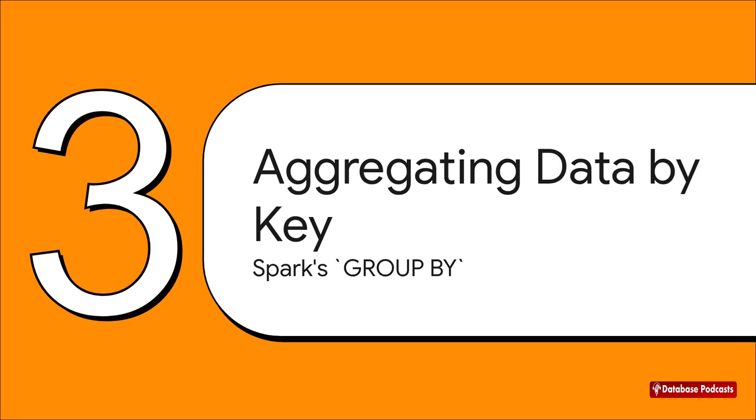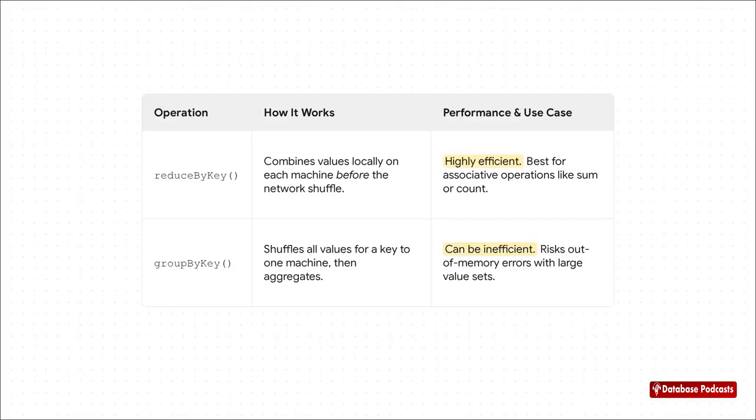Now we get to the really fun part. We've got our data perfectly structured in these key/value pairs. So how do we actually do those powerful aggregations we know and love from SQL, like summing up all the values for each key? So Spark gives us two main ways to do this. But listen up, because there's a huge performance difference. First, you've got reduceByKey, and this is the one you'll want to use 99% of the time.